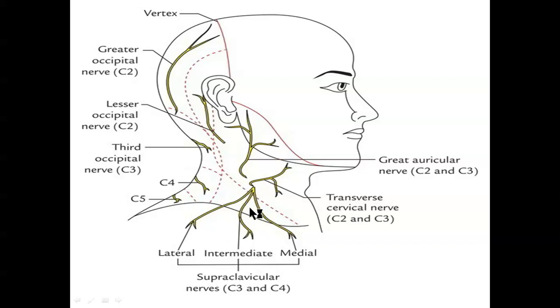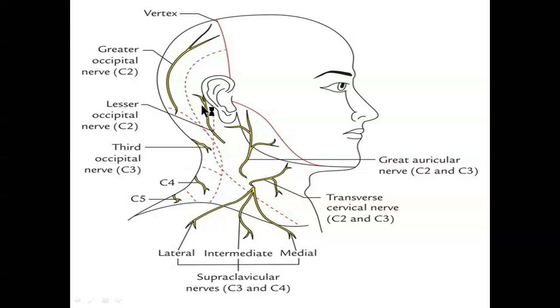Just divide the neck and head into two regions: the back of the neck and the side of the neck. If we are talking about the side of the neck, we are talking about four cutaneous nerves, and those four cutaneous nerves of course have spinal segments from C2 till C4. So just remember C2 till C4.